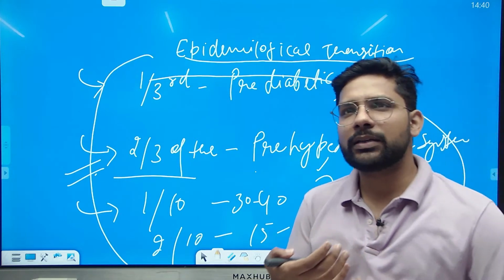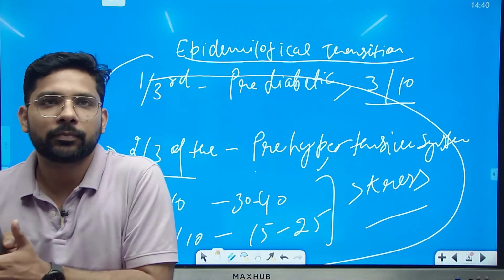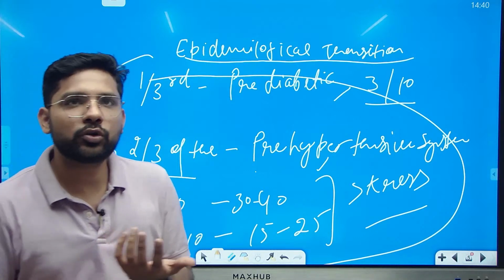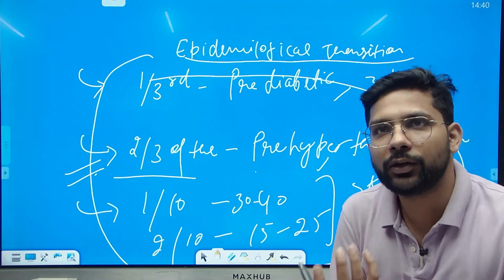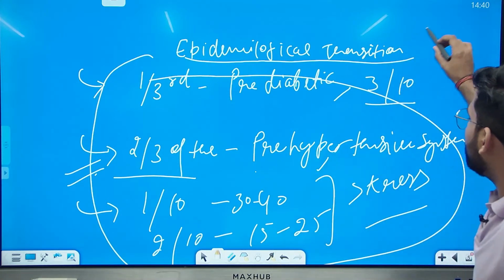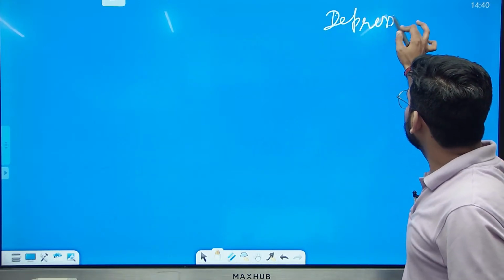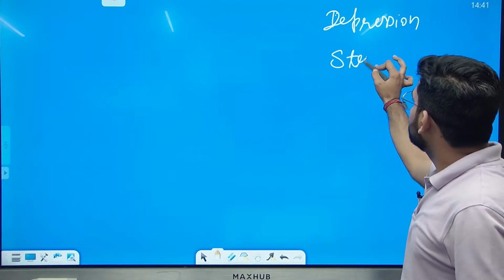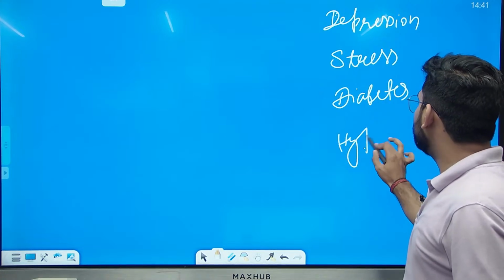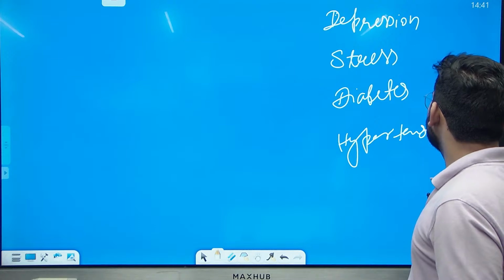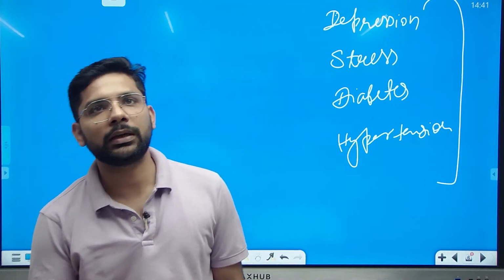So increase in the number of cases of diabetes, increase in the number of cases of hypertension, increase in the number of cases of stress, depression. किसी से भी पूछोगे तो मुझे स्ट्रेस है, किस चीज का स्ट्रेस है, मुझे डिप्रेशन है. The keywords we use in our day-to-day life, but we are not focusing on these keywords. What does it mean actually? Depression क्या है? Stress, diabetes, hypertension. These are now more common words in the market that we use in our day-to-day life.